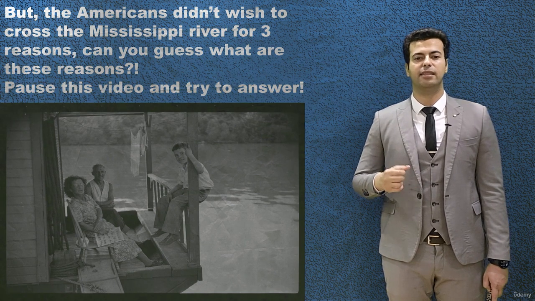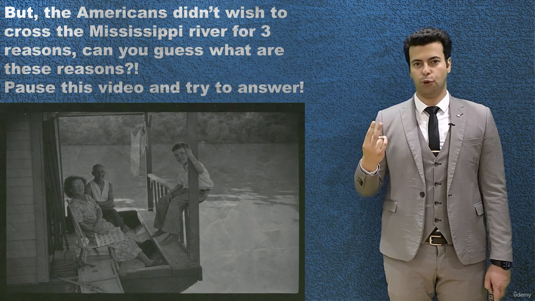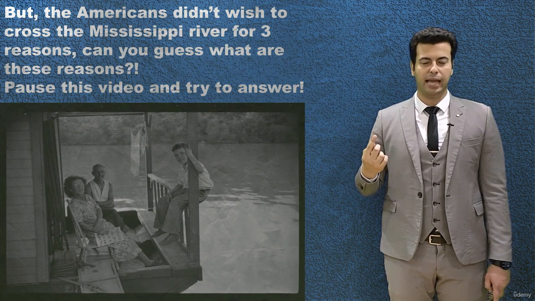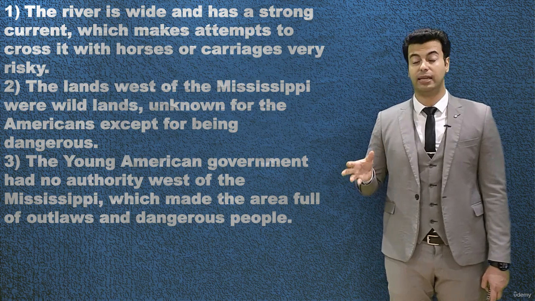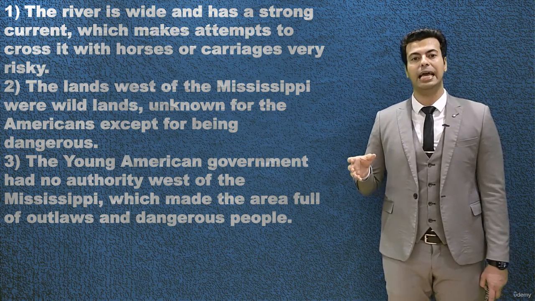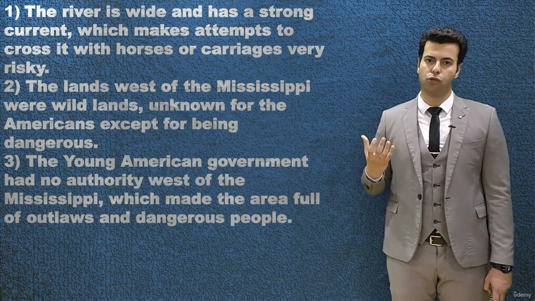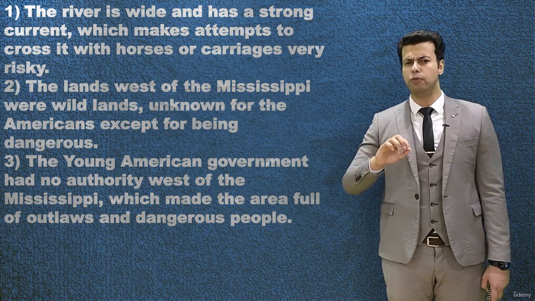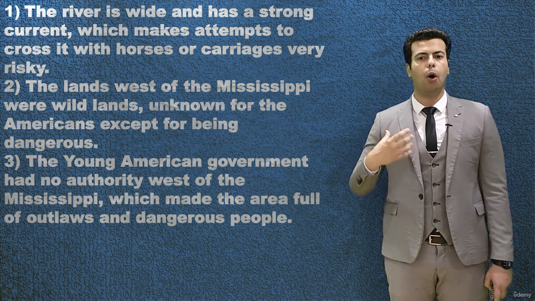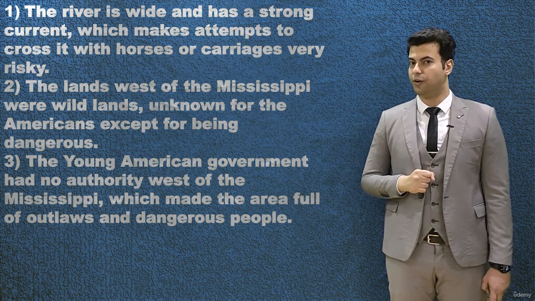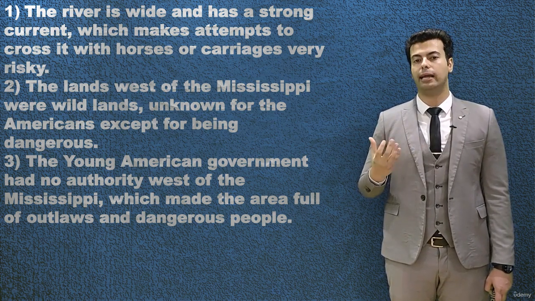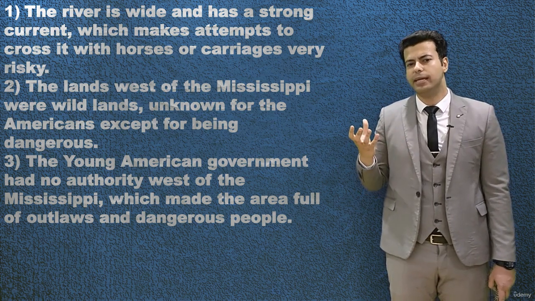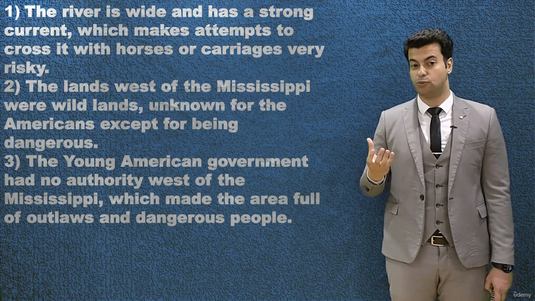The answer is in 3, 2, 1, and the reasons are: the river is wide. The Mississippi River at some parts is wide and has a strong current most of the year, which makes attempts to cross it with horses or carriages very risky and dangerous. The lands west of the Mississippi River were wild lands, unknown to the Americans, and dangerous as well.